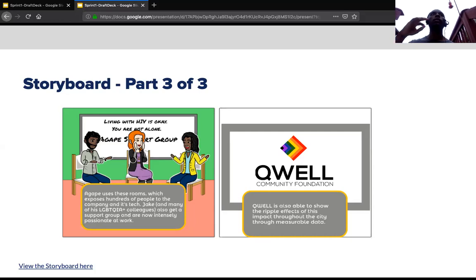And it has a lot of ripple effects, a lot of ramifications beyond there, and now a huge section of the LGBTQI community is connected to this organization. They're very thankful for them. They have a lot of access to this company, and so that company is able to show the impact they've had on the community, and Quell makes it easy for that impact to be seen as well. And that is a storyboard. So yeah, any questions so far?